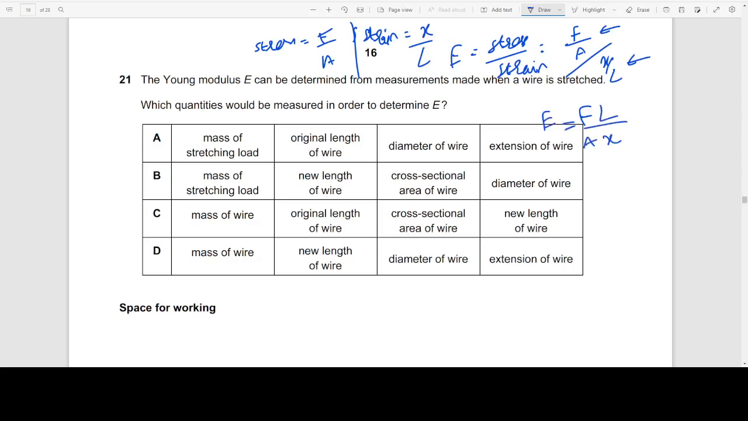So we can just compare. So of course we need the mass of the stretching load, not the mass of the wire, because using the mass of the stretching load we can calculate the weight, which is the force. So in this equation, E equals FL upon Ax. We are done with force.